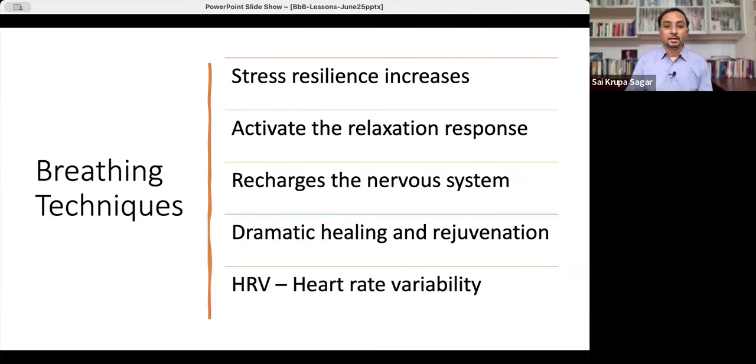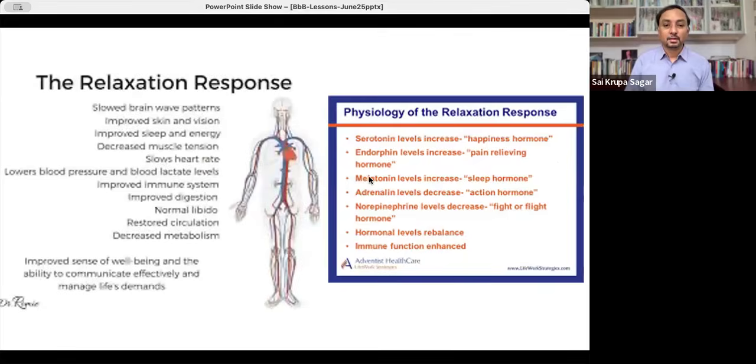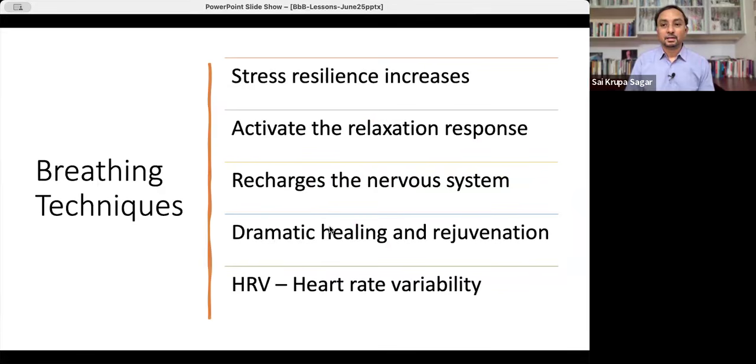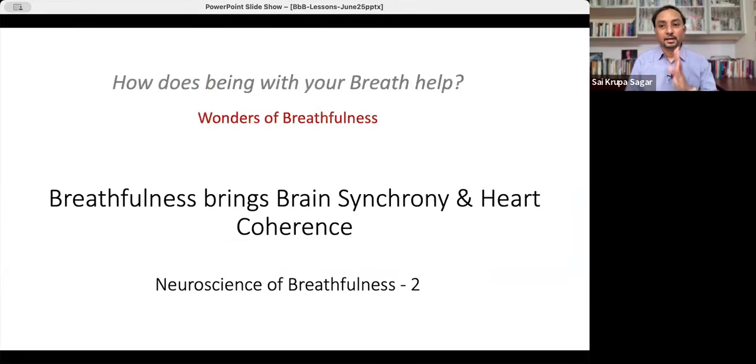And then what activates the relaxation response? Just conscious awareness of your breathing. That increases stress resilience and activates the relaxation response; your breath recharges your nervous system. So anytime you're feeling stressed, just bringing your attention to your breathing lets go of that stress. If you're able to do it for 2 minutes, 5 minutes, 10 minutes, the more the merrier, right? And then you can practice equal breathing as well, which allows the right amount of oxygen to flow through. And this is one cause for dramatic healing and rejuvenation.